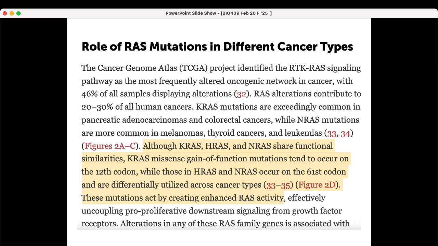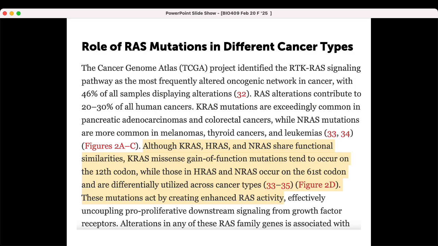KRAS missense gain-of-function mutations, those are the mutations in the codons, or the coding region, of that KRAS gene. They tend to occur at the 12th codon, and we talked about that last time. Very specific, that's in the active site. So you're disrupting the active site and damaging it. Well, HRAS and NRAS mutations occur in the 61st codon. So a different position, but the same effect on the active site. They're differentially used across cancer types, so you see different frequencies in different cancer types. Super interesting and significant details.